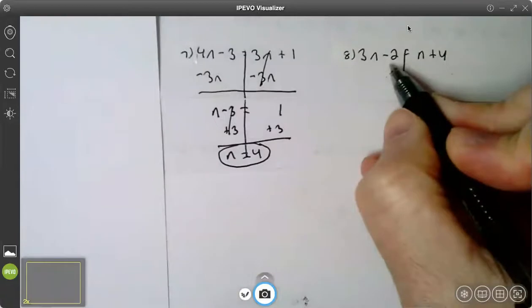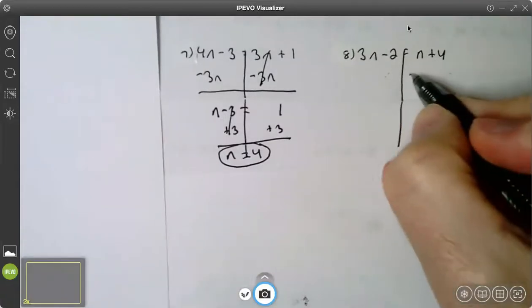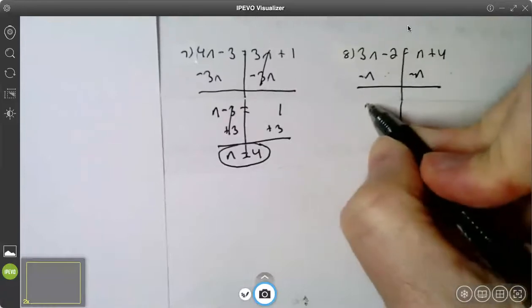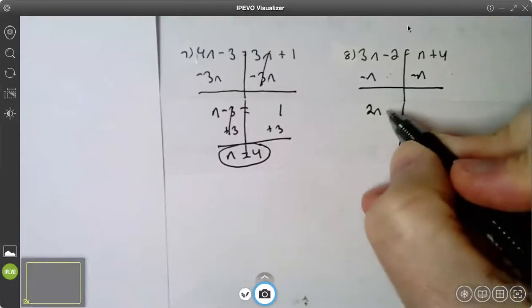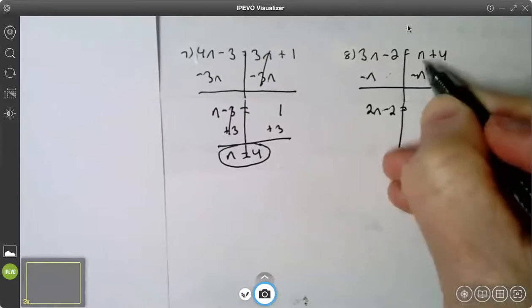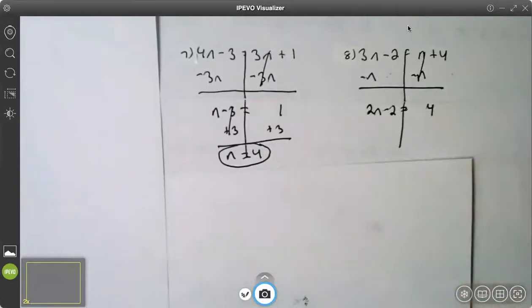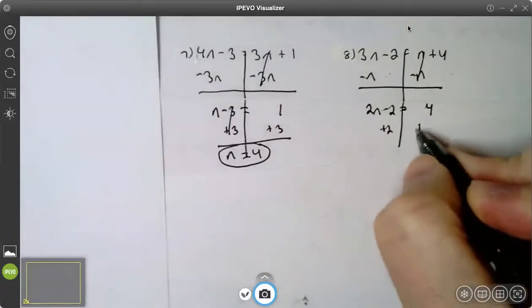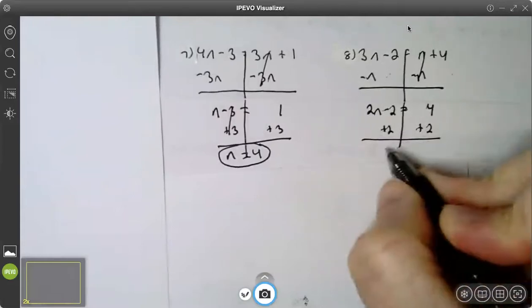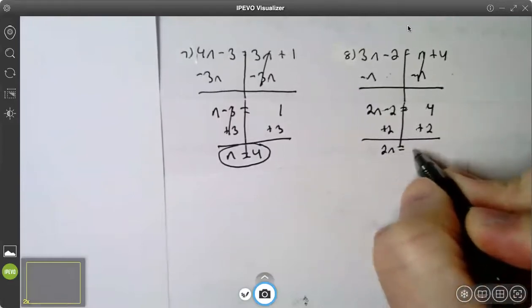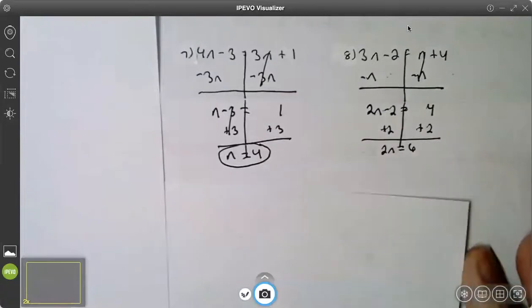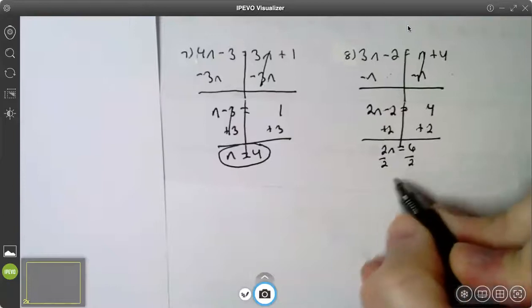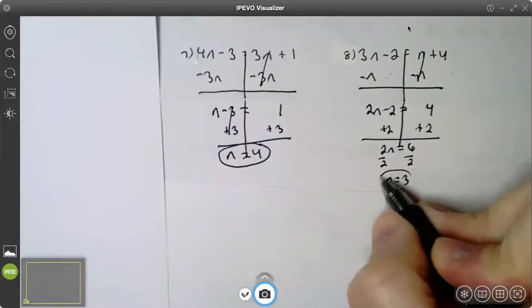On number 8, variable on both sides, constant on both sides. So I'm going to put the variable on the side that results in a positive answer by subtracting 1n from both sides. That gives me 2n minus 2 on the left, positive 4 on the right. To get rid of minus 2, I plus 2 to both sides. That gives me 2n equals 6. To get rid of times 2, I divide by 2. And my answer is 3.